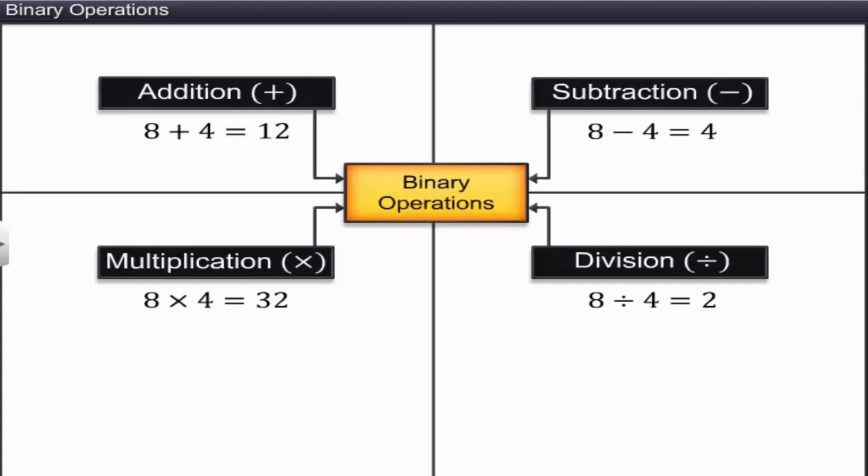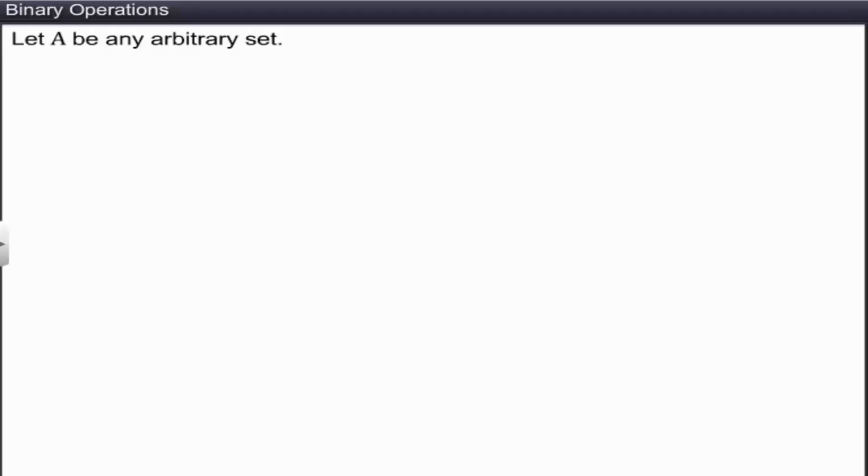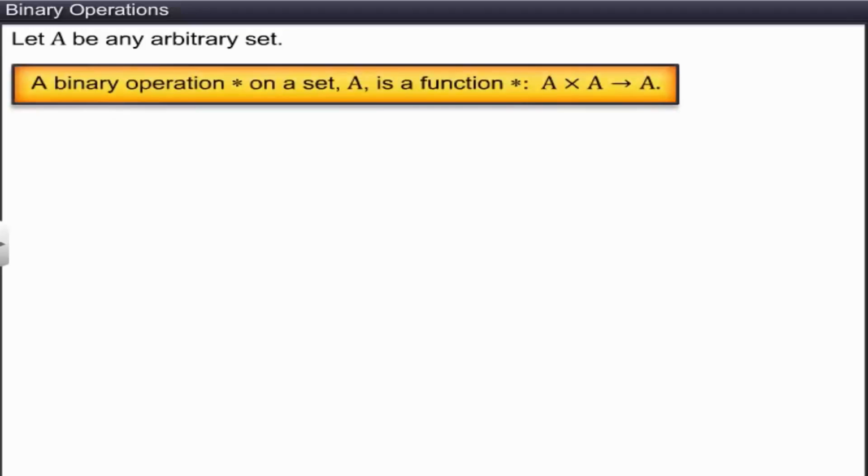Binary operations can also be defined in terms of functions. Let A be any arbitrary set. A binary operation star on a set A is a function star from the Cartesian product of A to A. We denote star of A comma B by A star B.